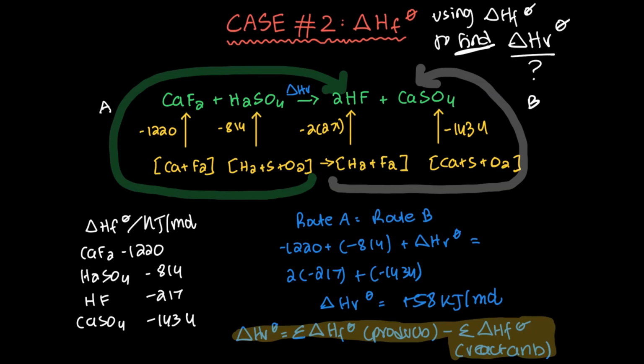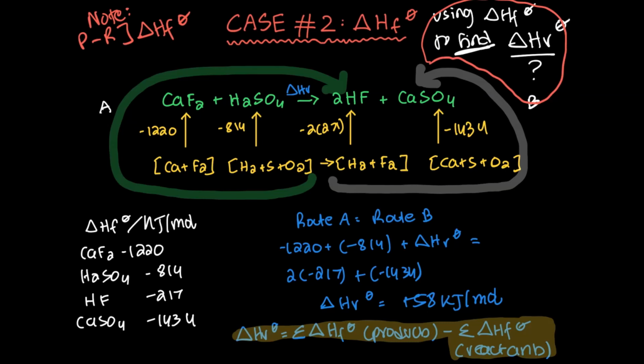Now keep in mind one very important thing to note over here is that you do products minus reactants only for delta H of formation when you have these type of problems. For everything else, it's always going to be reactants minus products. Now, this is a very common mistake, that people mix up these two. So you're going to be doing reactants minus products for anything that doesn't involve delta H of formation, and you're going to be using products minus reactants for delta H of formation. This is something that's very important to remember.